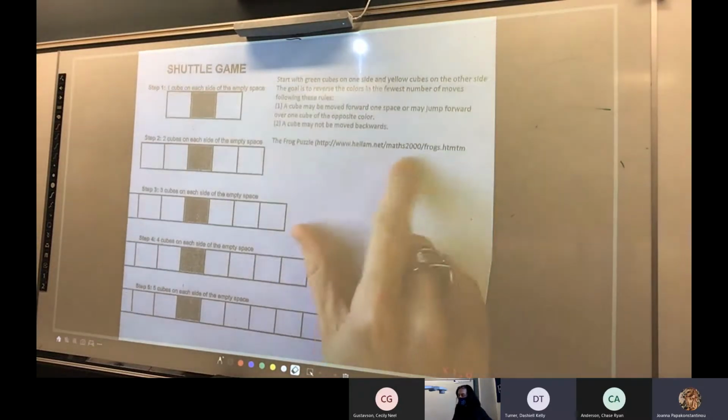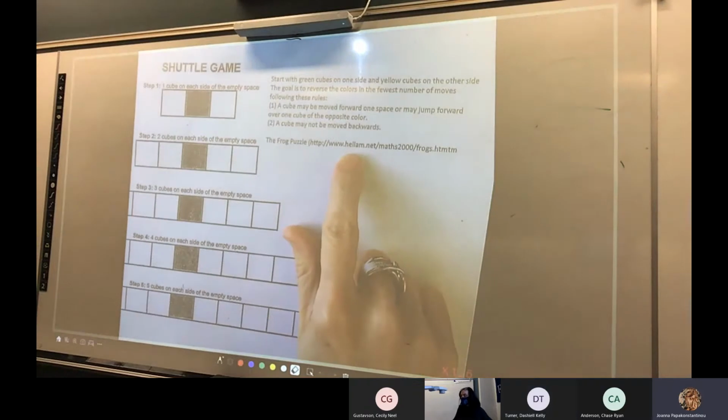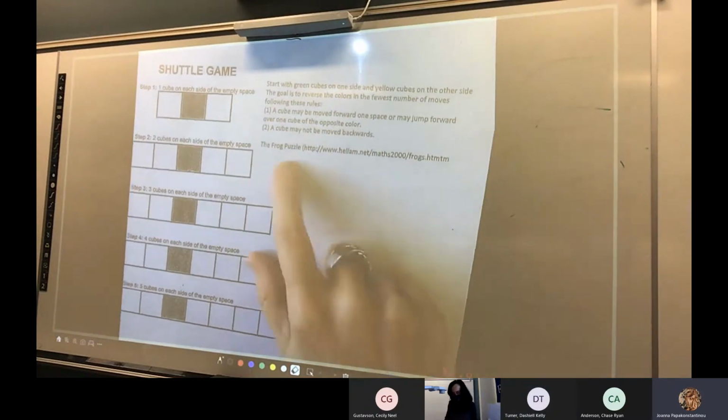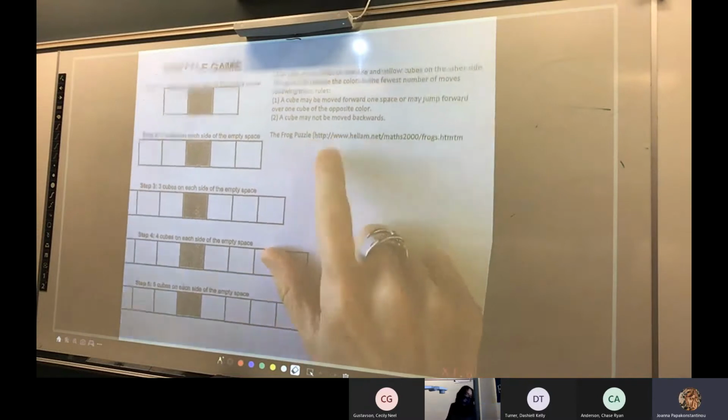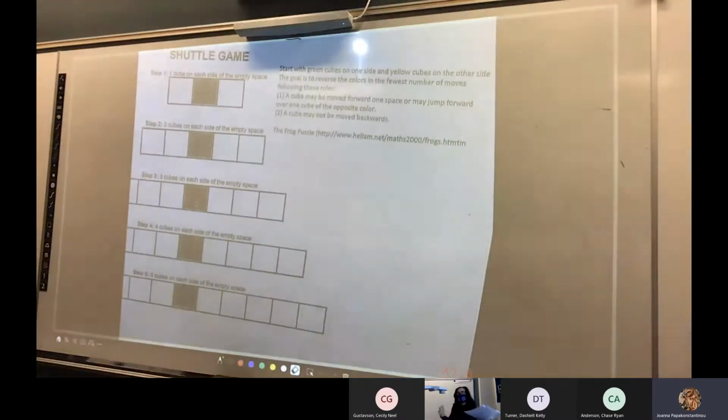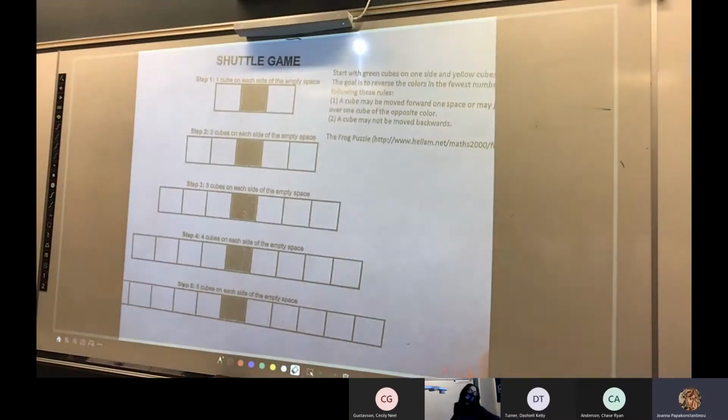Okay. Try to go here. If you have to, go to this website or Google the frog puzzle and see if you can access it. If not, it's okay. We'll give you the table that you will eventually get and you can go from there. But I do want to explain the game.